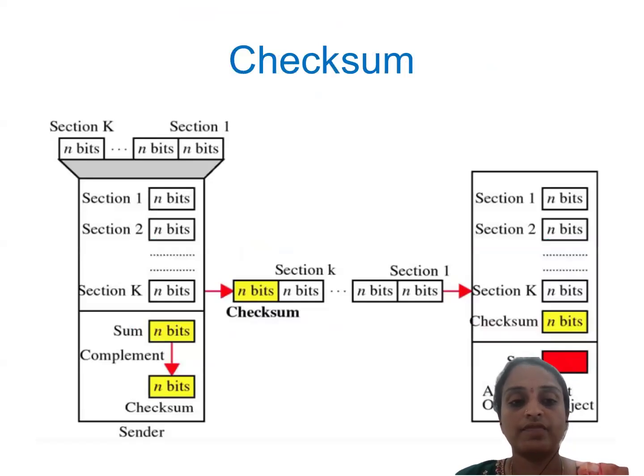For this one, first we consider the data. The whole data is divided into k sections, and each and every section contains n number of bits. In the checksum method, what is the first step? Data is divided into k sections, each section containing n bits. We show this at the sender side: section 1, section 2, up to section k, each with n bits only.